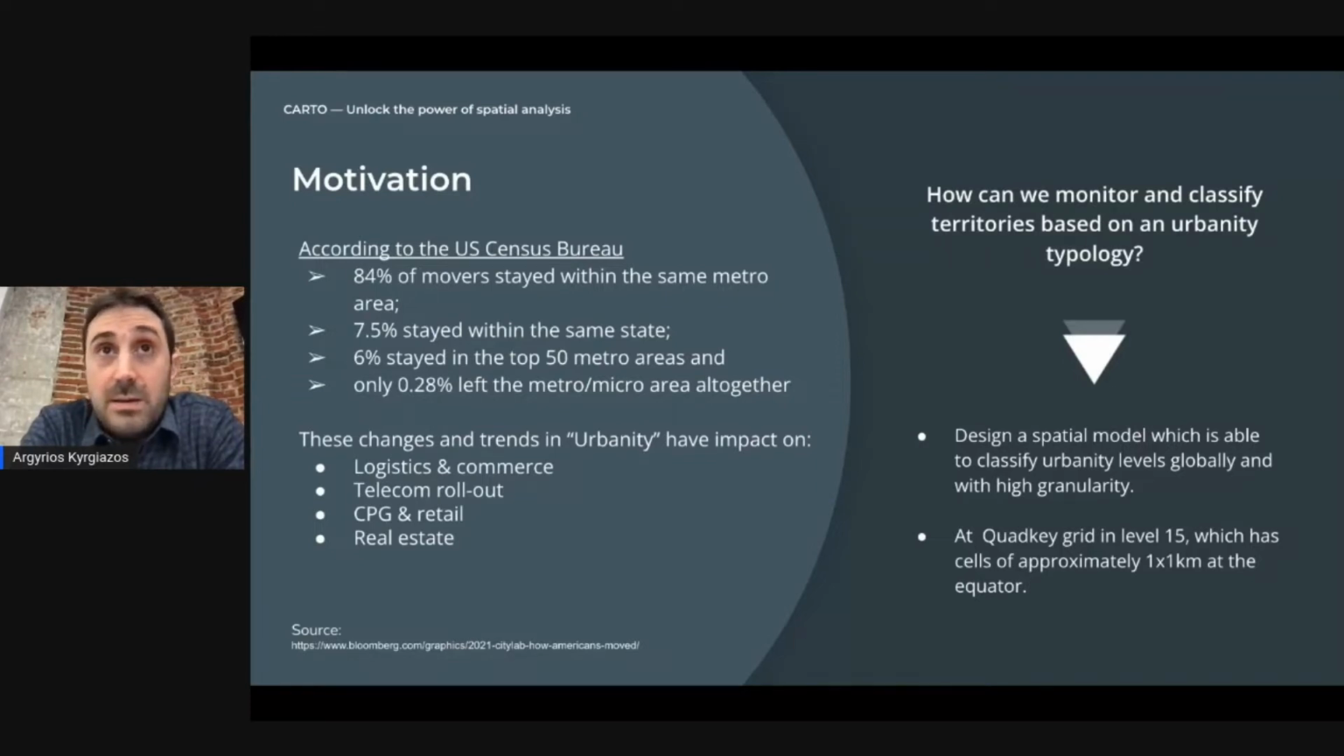The granularity was that we use a spatial index, quadkey at zoom level 15, where basically each cell is 1 by 1 kilometer at the equator. Going more granular than that was very, very fine granularity, and through our research we found that this 1 by 1 level was more appropriate to meet most of the needs.